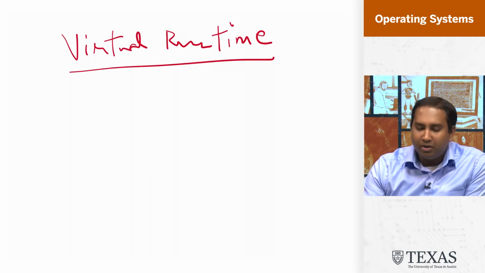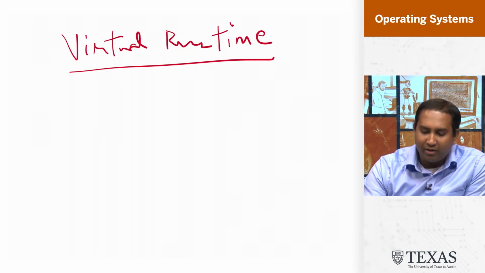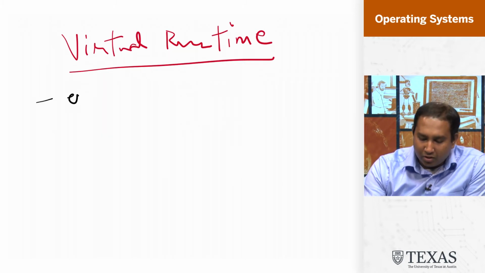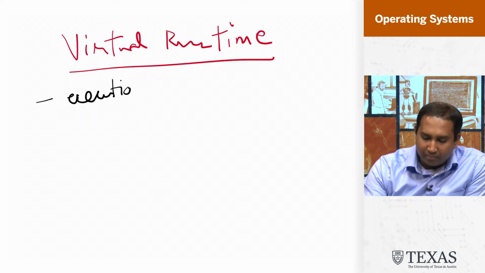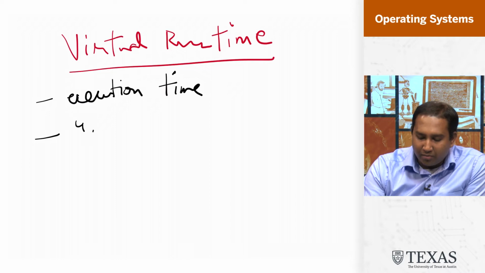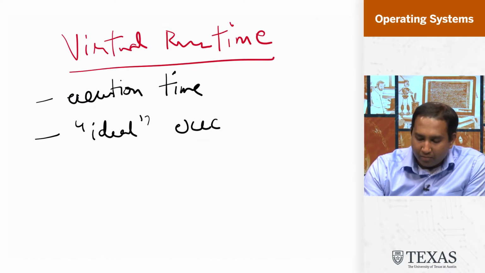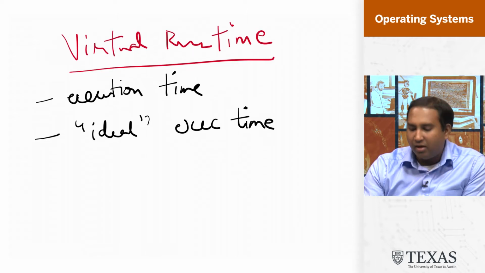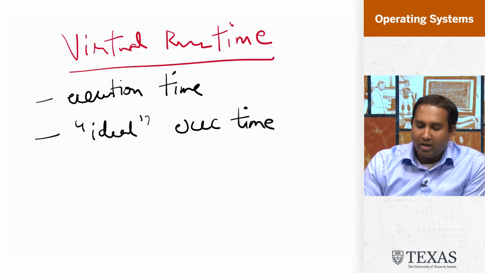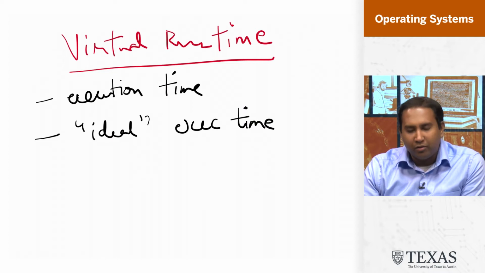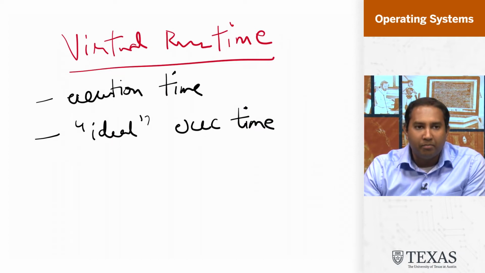Virtual runtime captures execution time, how much the process should have run, and it also captures ideal execution time. So broadly, what virtual runtime is: if there's a process and there's no other process in the system, it would have run a certain amount of time, right?